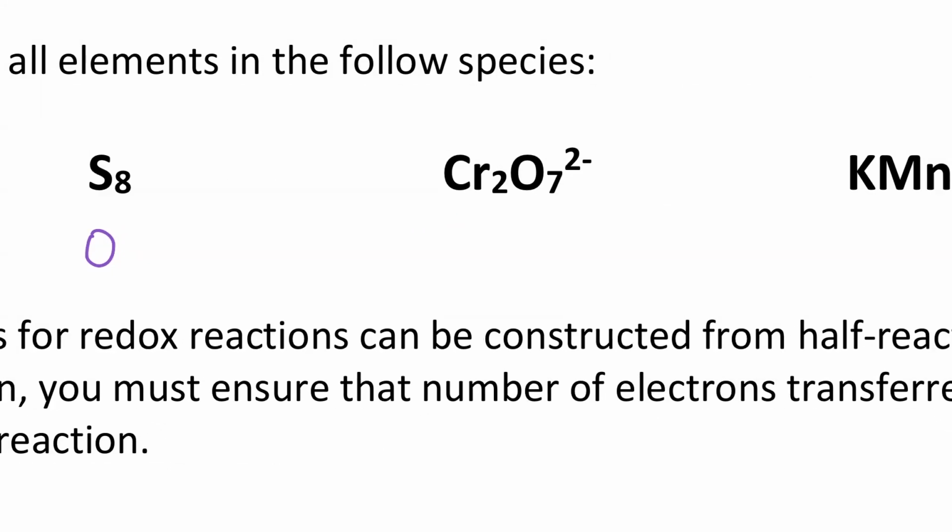Cr2O7 2- is the dichromate ion. All right, we've got some choices to make. What do we need to do first? What gets assigned first, chromium or oxygen? Oxygen. Why? It's always -2. No, it's not. It's not always -2. Most of the time it is. Why do we want to do oxygen first? It's more electronegative.